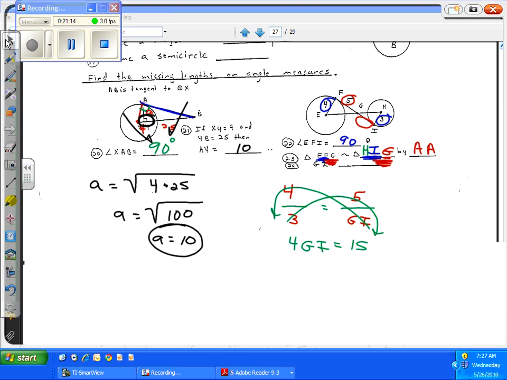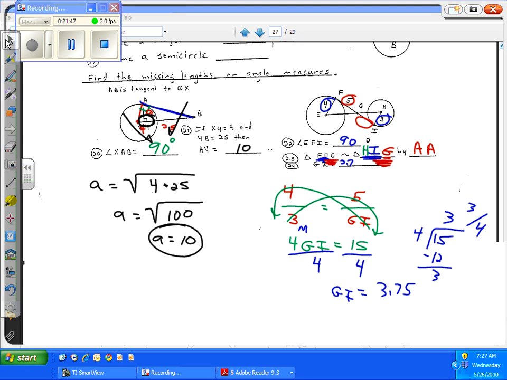To solve, we cross multiply. We get 4GI is equal to 15. We're going to undo multiplication by division. And we're going to get GI equal 15 fourths, which we can leave as that. Make it a decimal, 3.75. Make it a mixed numeral, 15 divided by 4, 3, 12, 3 left over. Put the remainder 3 over the divisor 4. So 15 fourths, 3 and 3 fourths, 3.75, any of those are okay.